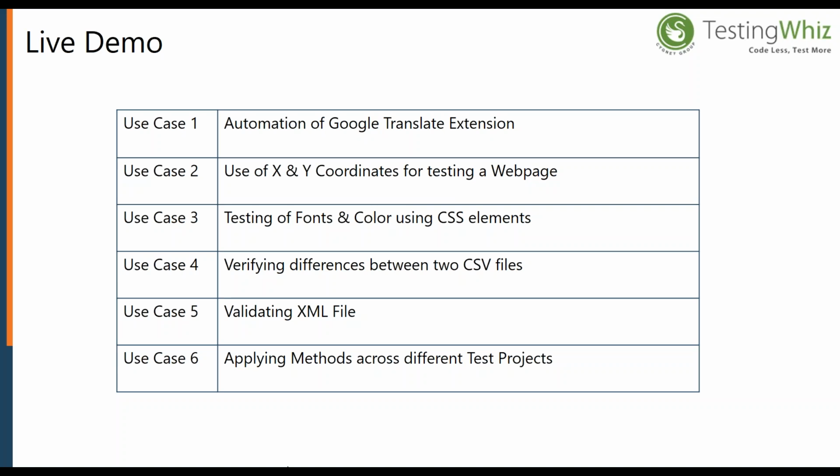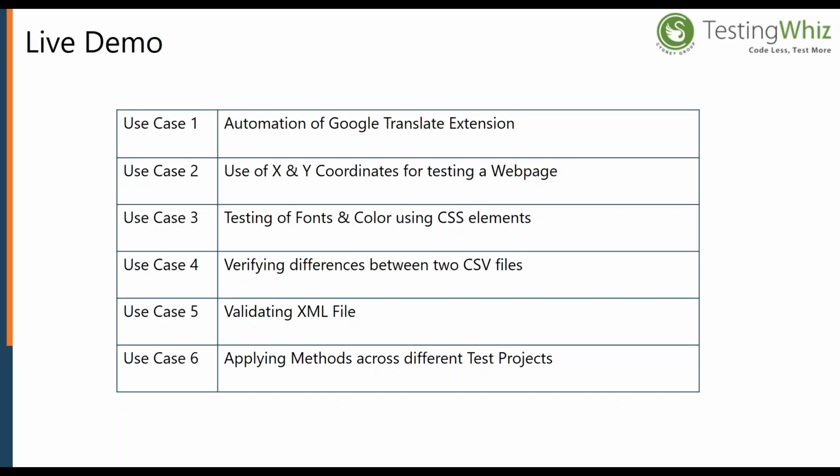Use case 4 is about finding differences between two CSV files. So I have two CSV files fetched from a database, and what I'm doing is I'm validating both of those files for their comparison. Whatever the difference would be, it would be saved in a different result CSV file, and then we can see what the differences were.